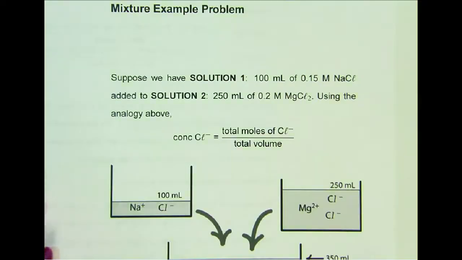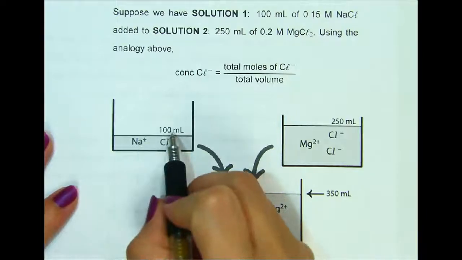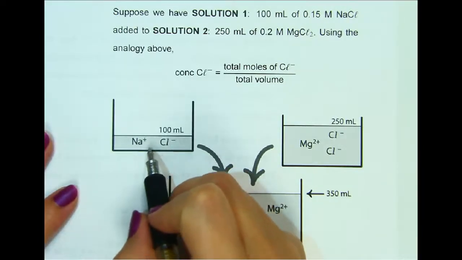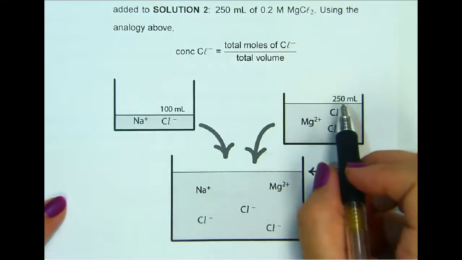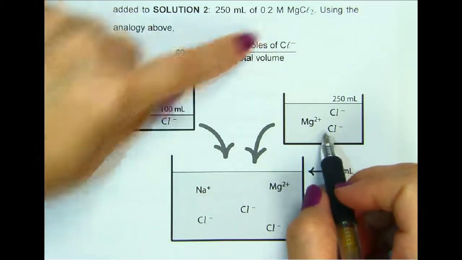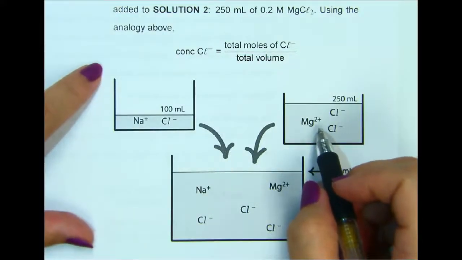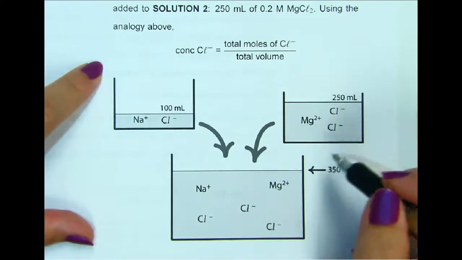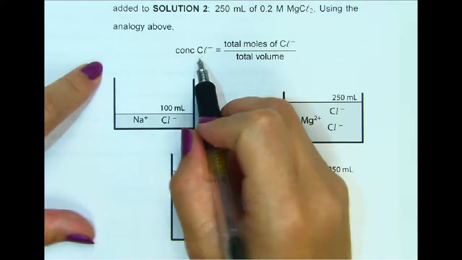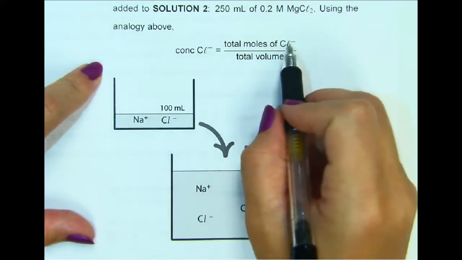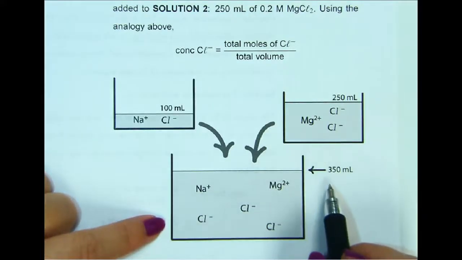So now let's look at an actual mixture example problem. Suppose we have solution 1, which is 100 milliliters of a 0.15 molar sodium chloride solution, and it's going to be combined or added to solution 2, which is 250 milliliters of a 0.2 molar magnesium chloride solution. Using the analogy of the bicycles and the wheels, determine the molarity of the chloride ions, or the magnesium, or the sodium. So notice the concentration of chloride is going to be the total moles of chloride divided by the total volume. So this new volume is the total volume that we have to consider.